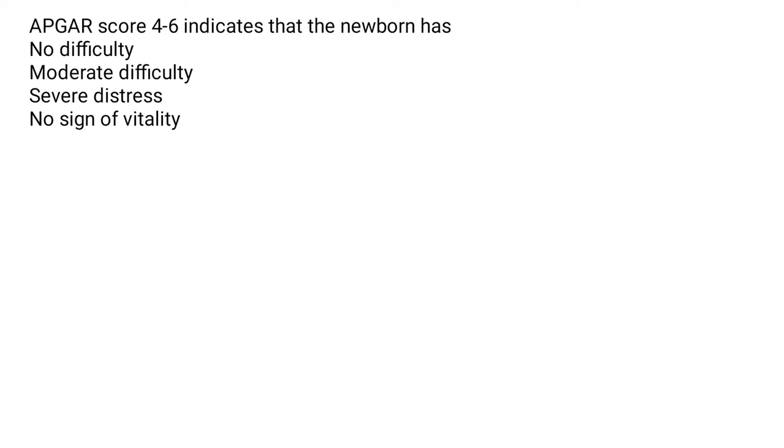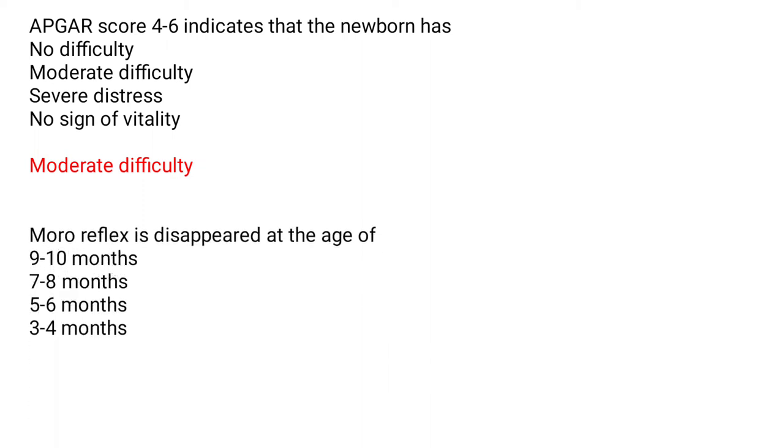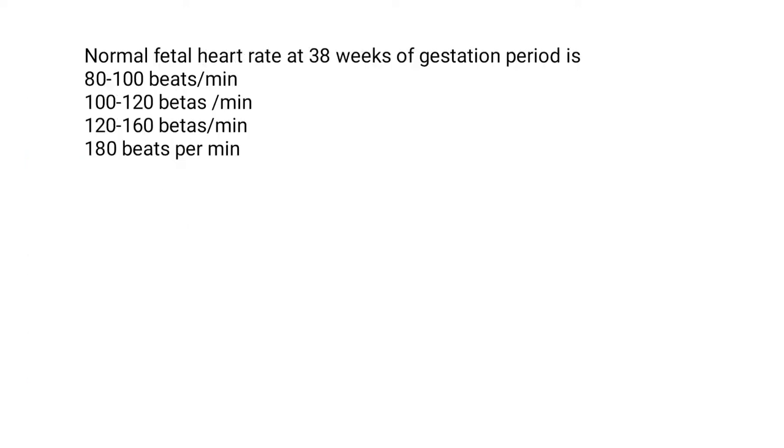Apgar score 4 to 6 indicates that the newborn has: no difficulty, moderate difficulty, severe distress, no sign of vitality. And the answer is moderate difficulty. Moro reflex is disappeared at the age of: 9 to 10 months, 7 to 8 months, 5 to 6 months and 3 to 4 months. And the answer is 3 to 4 months.